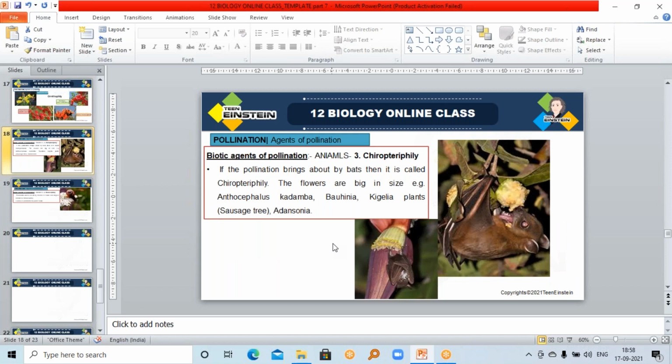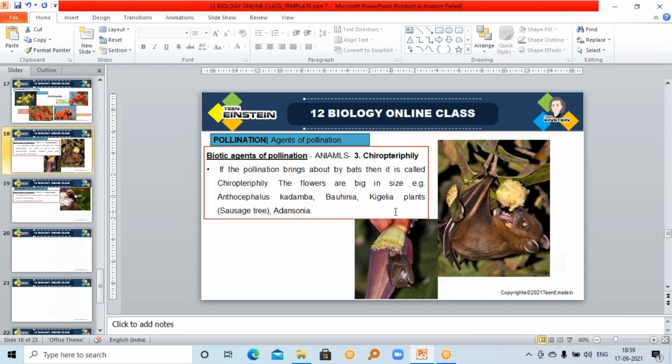Next is chiropterophily. Chiropterophily, what is that? The pollination taking place with the help of bats is called chiropterophily. So the flowers are big in size. The flowers will be big, and you can see in the case of Anthocephalus kadamba flower, in that also chiropterophily, with the help of bats, it is getting pollinated.